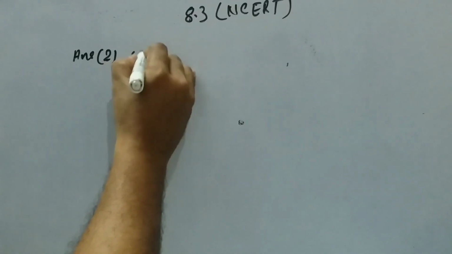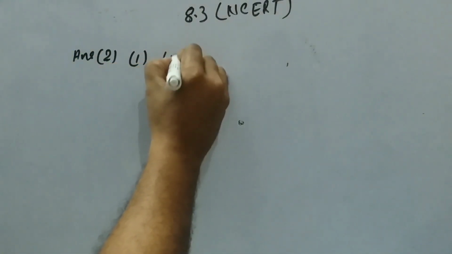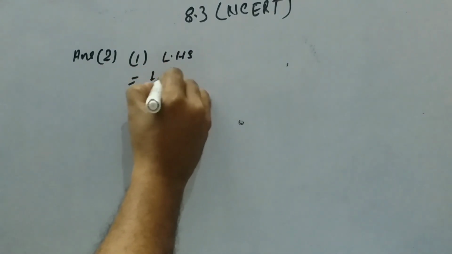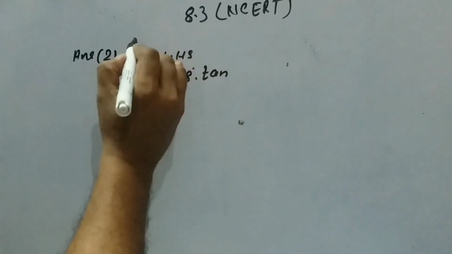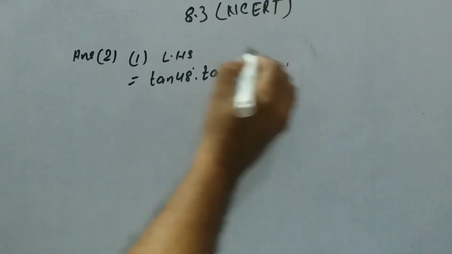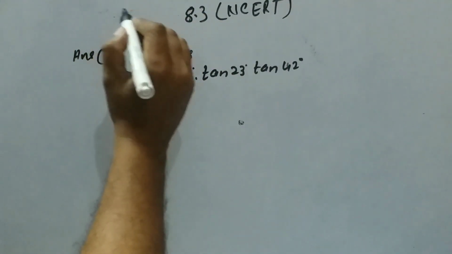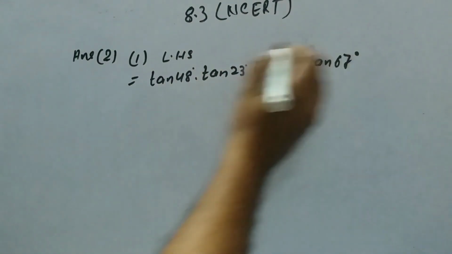Question number first. We have to show, so you will write here LHS. LHS is equal to tan 48 degree into tan 23 degree into tan 42 degree into tan 67 degree. Okay.